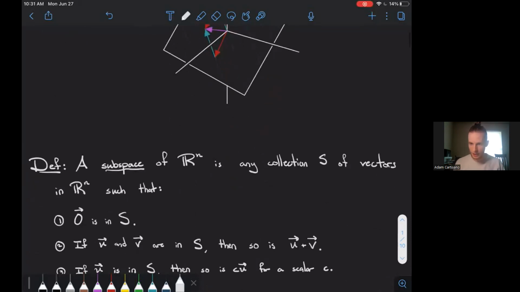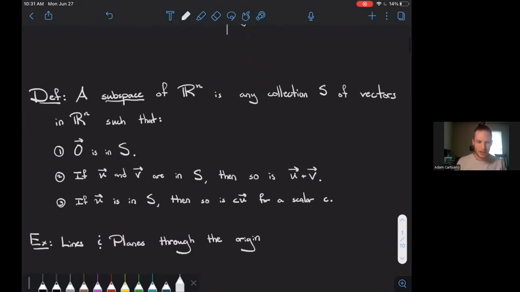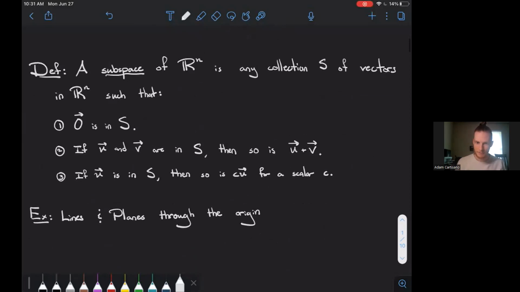So okay, let me tell you what the definition actually is. A subspace of Rn is any collection S of vectors in Rn such that three properties are satisfied. Number one is that the zero vector has to be a part of that set. In other words, your subspace has to pass through the origin.